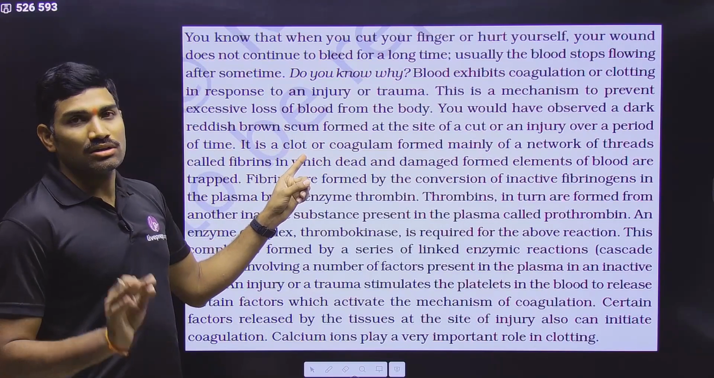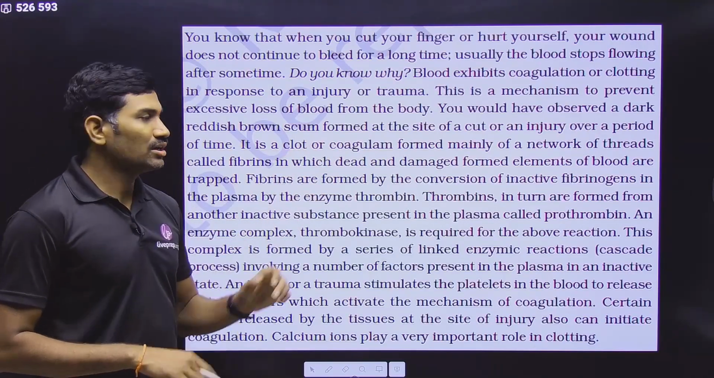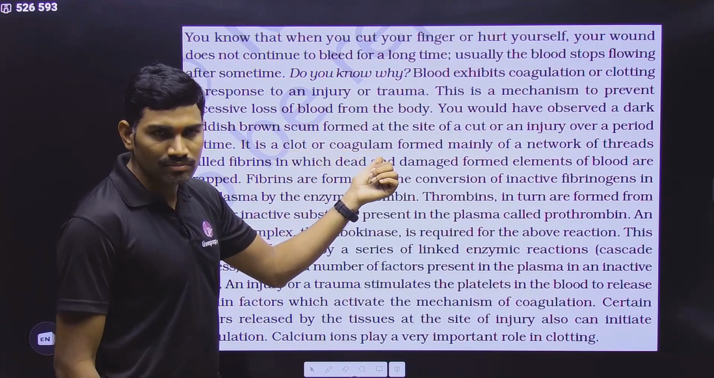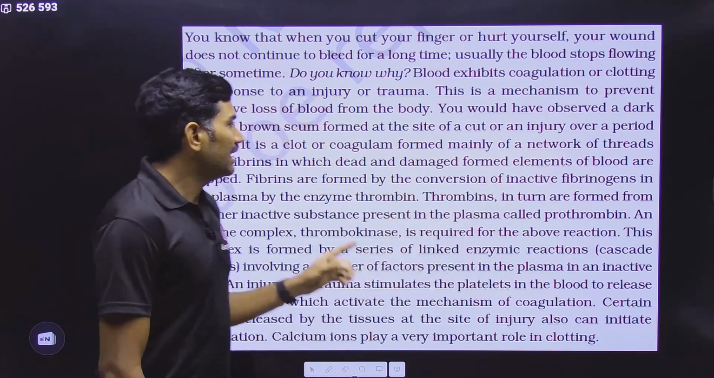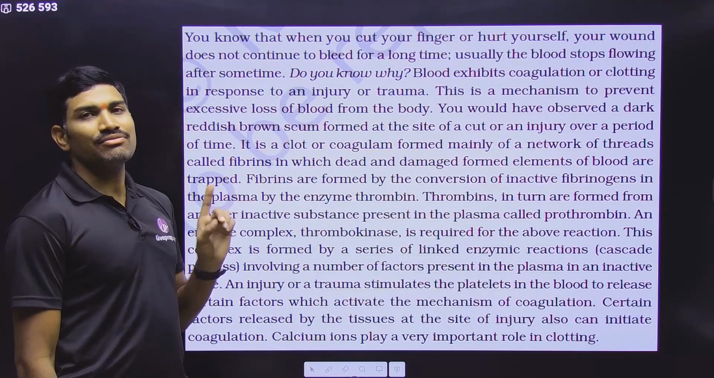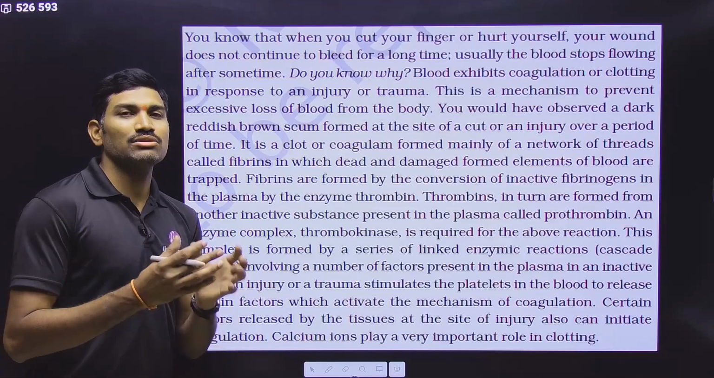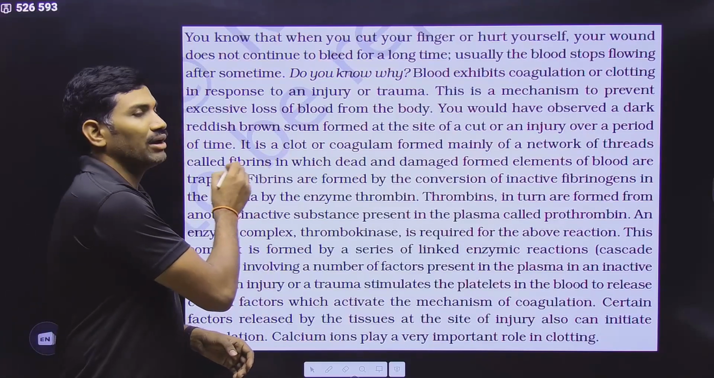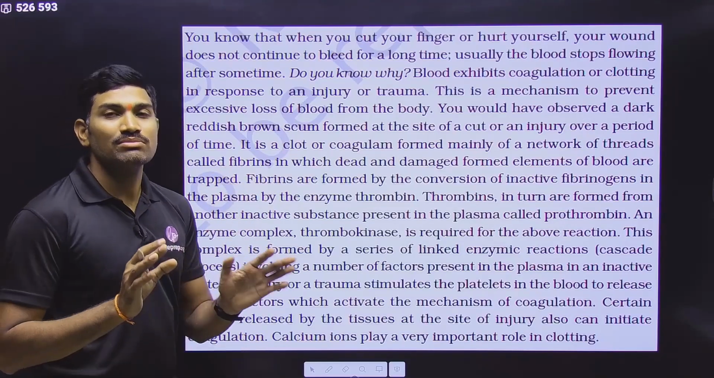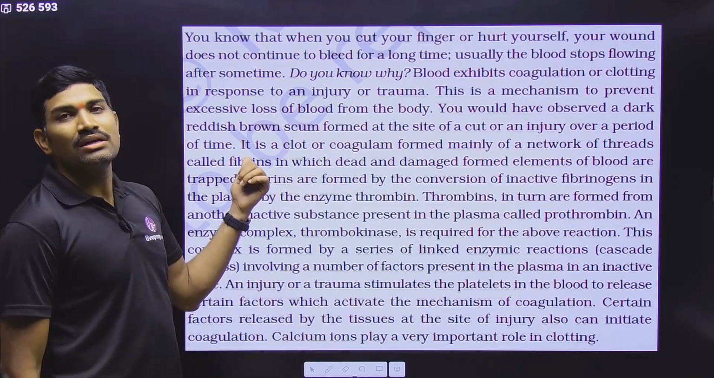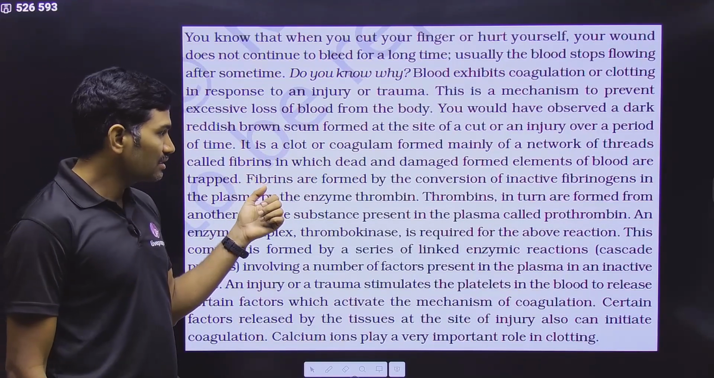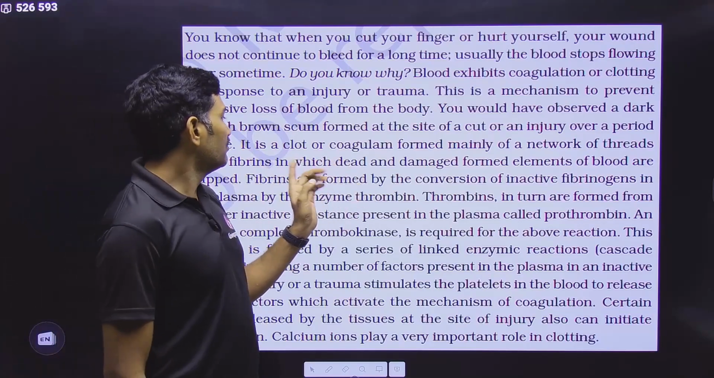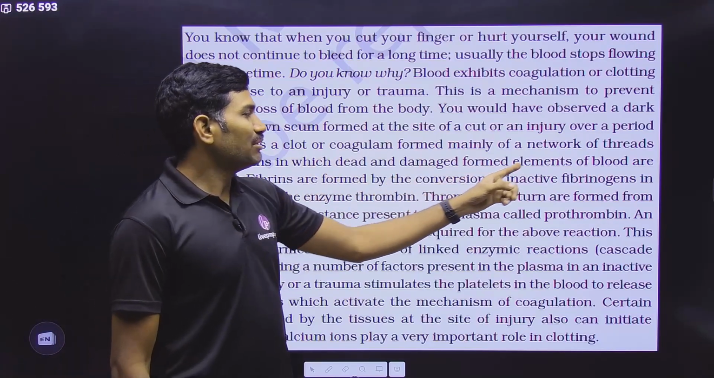Next one. It is a clot or coagulum. Okay, clot is also called coagulum. Formed mainly of what? A network of threads called fibrins. Please understand this. What is the blood clot actually having? Fibrins. This is a network of thread-like structures, and these proteins are fibrin proteins, in which dead and damaged formed elements are trapped.